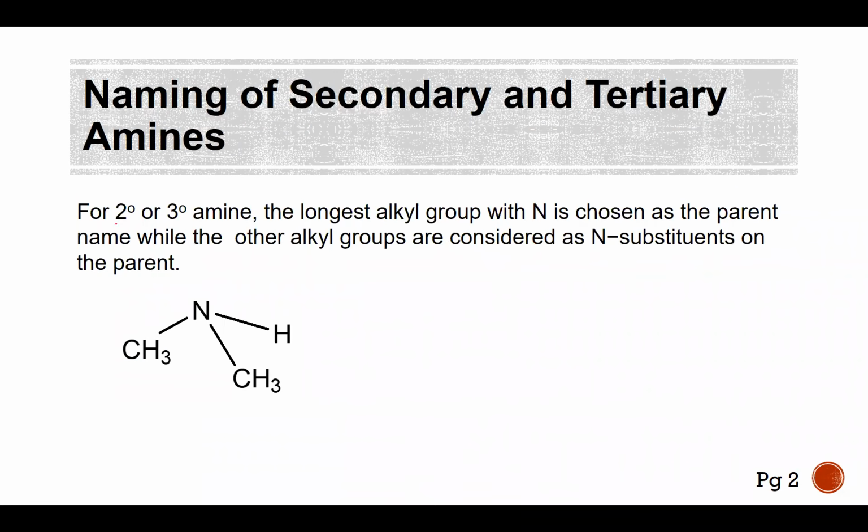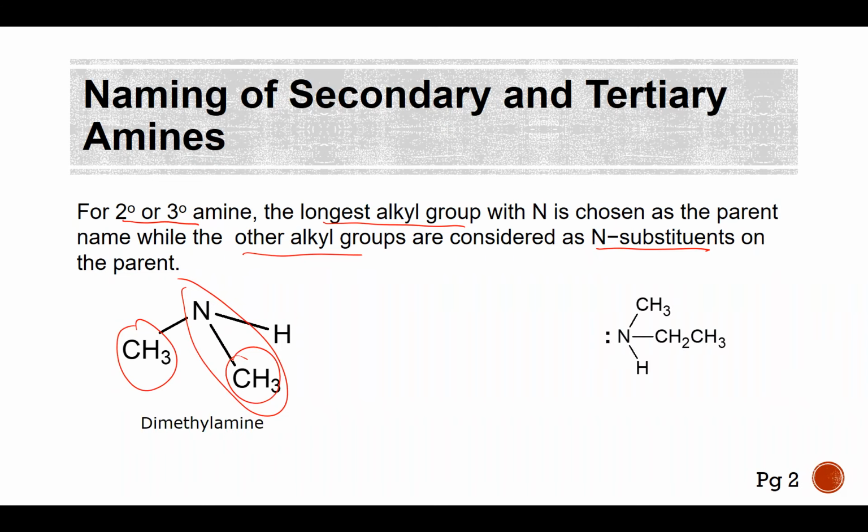For secondary and tertiary amines, the longest alkyl group with nitrogen is chosen as the parent, while the other alkyl groups are considered as N substituents. Let's look at the first example. For this example here, the longest continuous chain is this. In fact, the 2 alkyl groups are the same, so we will name it as dimethylamine.